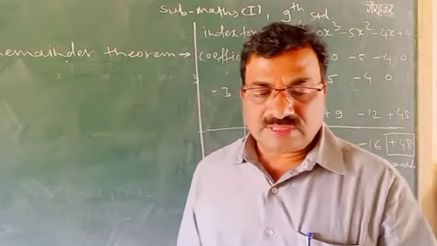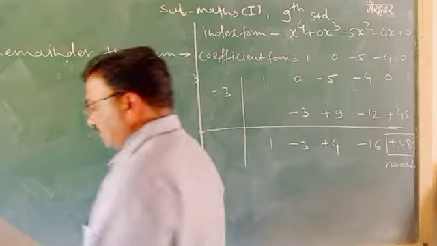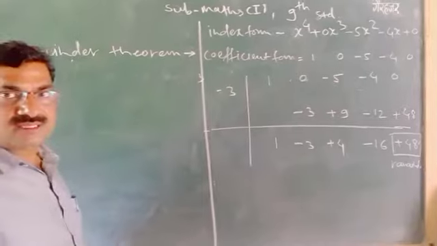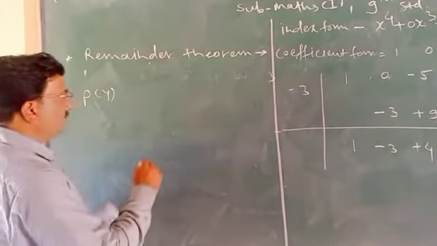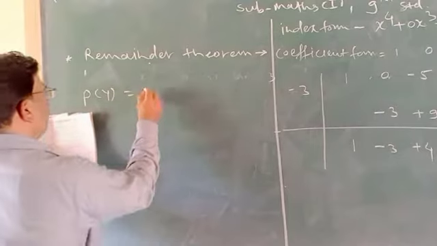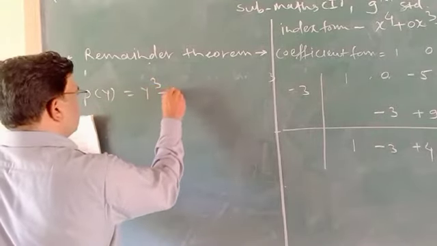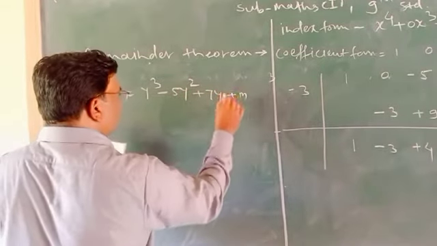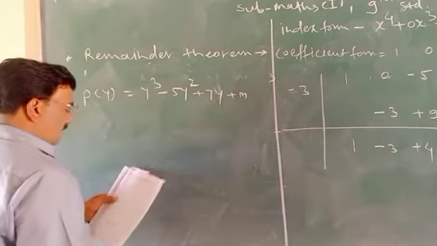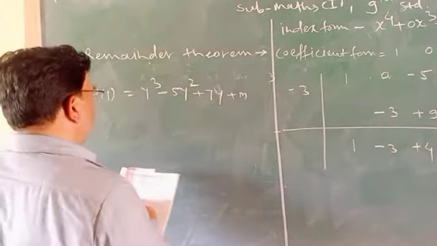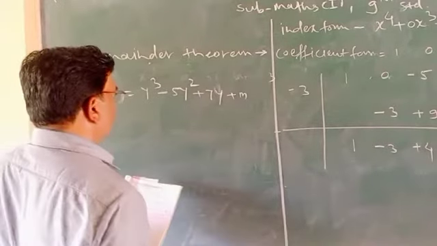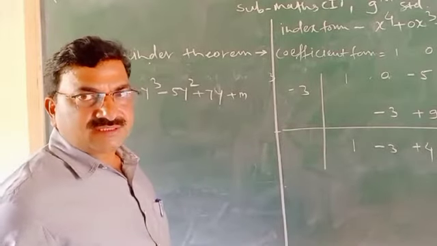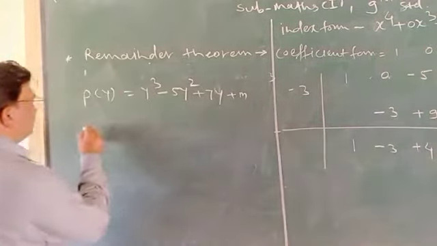The polynomial y cube minus 5y square plus 7y plus m is p of y, a polynomial in the variable y. P of y is equal to y cube minus 5y square plus 7y plus m, and the divisor is y plus 2, which means the value of y is minus 2.